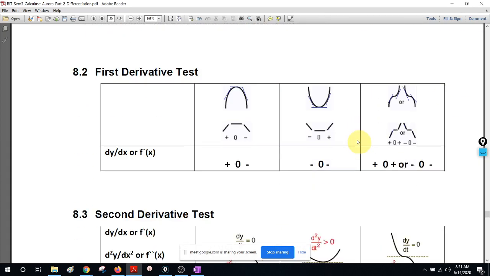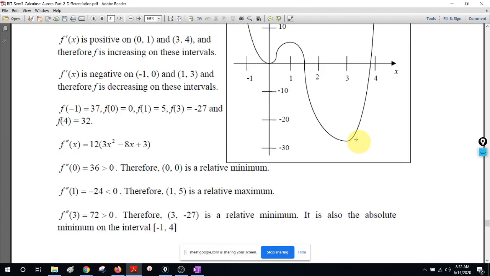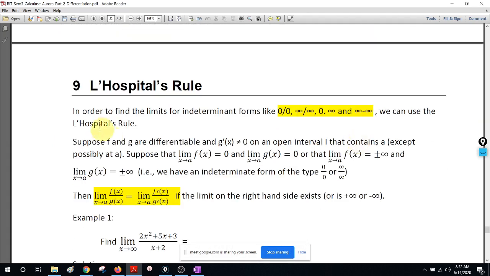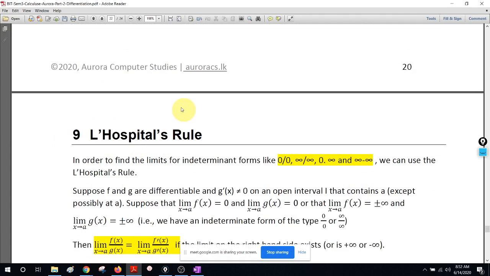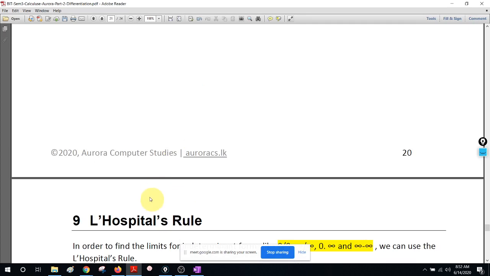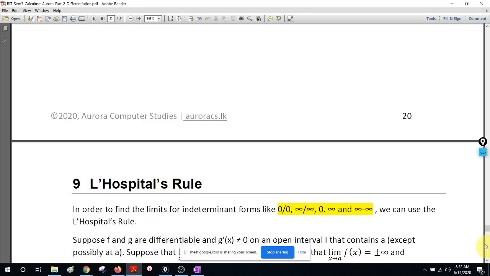So we are done with that. Now the L'Hospital's rule I am going to do separately. So basically now we are done with the differentiation.